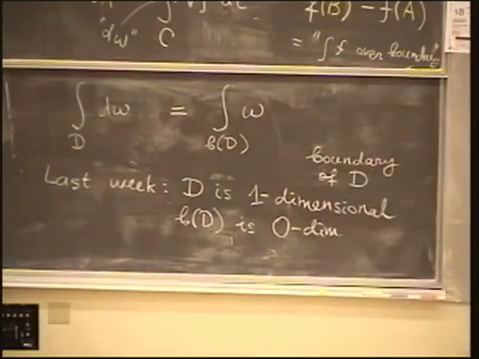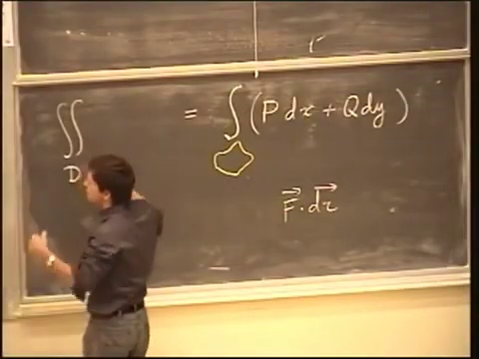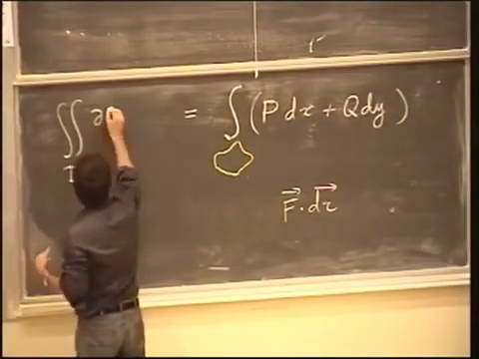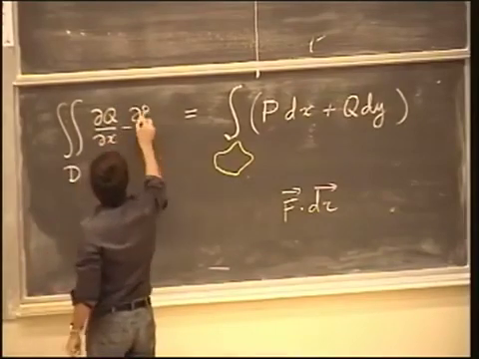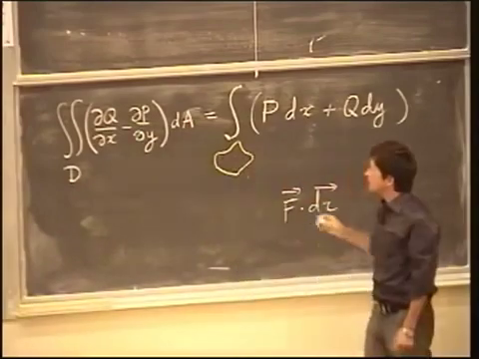So now my domain is two-dimensional, right? And therefore, it should really be a double integral. It should really be a double integral of the derivative of omega. But the derivative of omega I have given by this formula. So what I get is dq/dx minus dp/dy dA. And that's the formula I get.